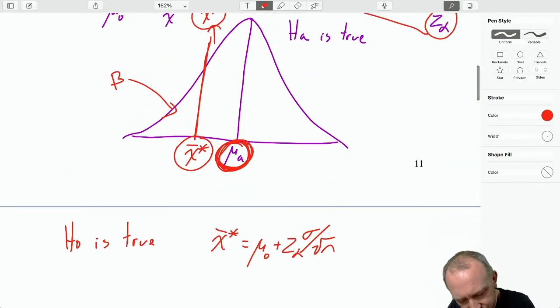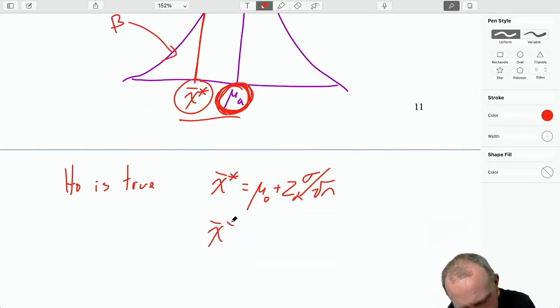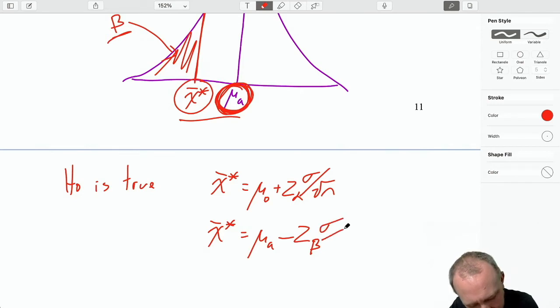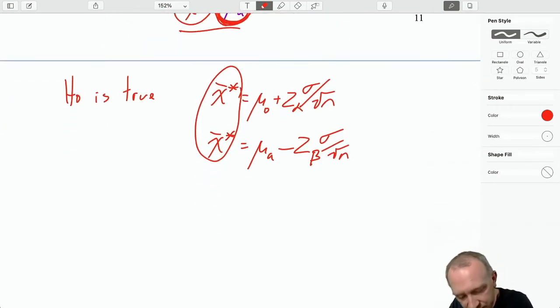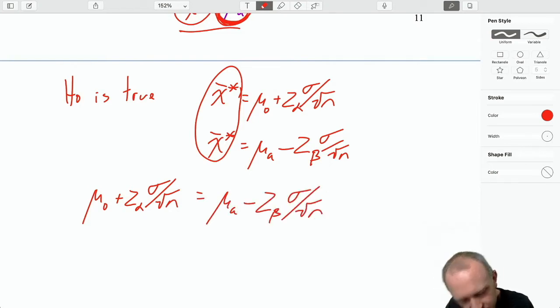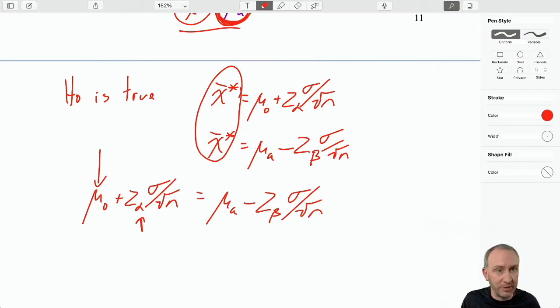In this distribution, that X bar star can be described as mu A minus Z beta, because this is some area beta in that lower tail, times sigma over root n. Well, if these are both equal to X bar star, then I can set these equal to each other. And now I have some control, because I know what my hypothesized value is. I can declare my level of comfort with a type 1 error. I know what the population standard deviation is, and that's the same, of course, over here.